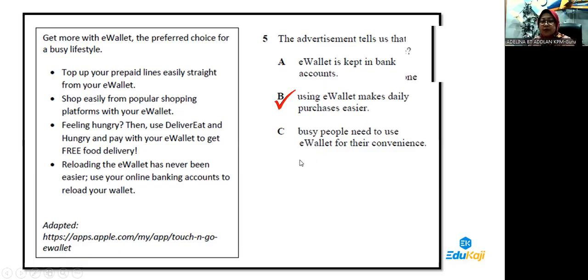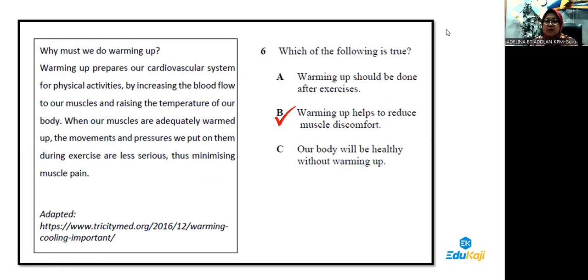Okay? Alright, number 6. Now, this is the only question that asks students to find which of the following is true. This one is about exercise, specifically on warming up. Warming up prepares our cardiovascular system for physical activities, increasing blood flow to our muscles and raising the temperature. When the muscles are adequately warmed up, the movement and pressures of them during exercise are less serious, thus minimizing muscle pain.